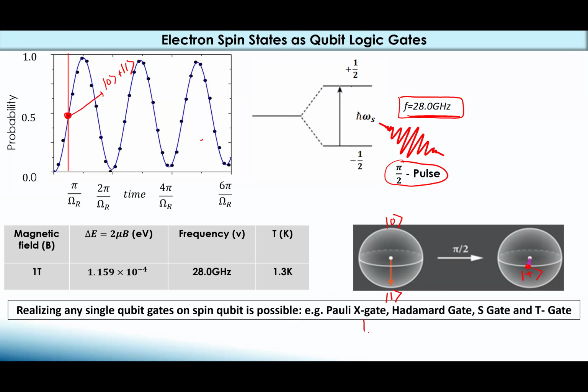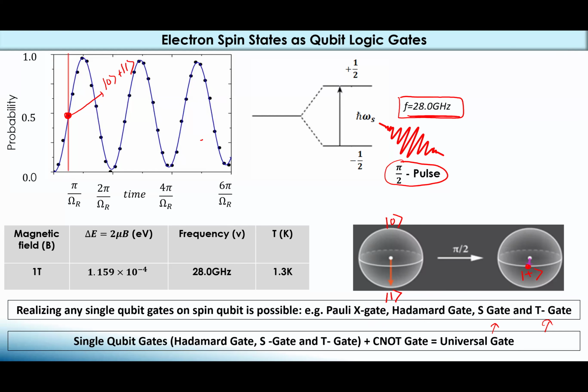If I shine a pi pulse, then I can create the X gate. If I shine a pi by 2 pulse, then I can create the Hadamard gate. If I give some phase of the potential on the EM wave, I can go for the S gate and the T gate also. These single qubit gates like Hadamard, S gate and T gate, and then the C naught gate also, if I use them together, then I can make a universal gate. I mean, any kind of algorithm I can construct with the help of single qubit gates and the C naught gate.